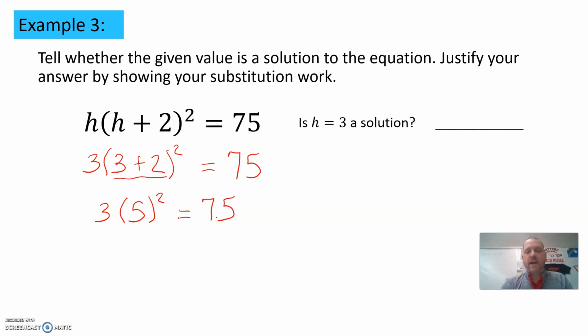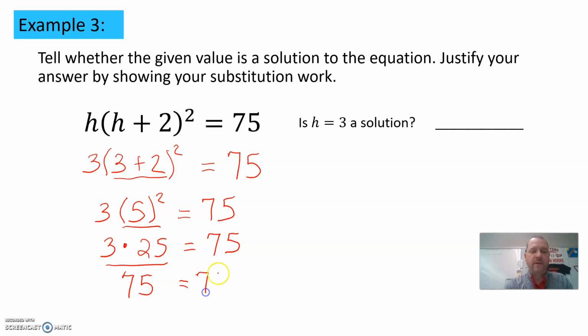And then I know I need to do my exponents before I multiply. So 5 squared is 25, so 3 times 25 equals 75. And then I need to do 3 times 25. For me, I think of 3/4 as 75 cents. So I know that 3 times 25 is 75. 75 is indeed equal to 75. So is h equals 3 a solution? Yes, it is, because 75 does equal 75.